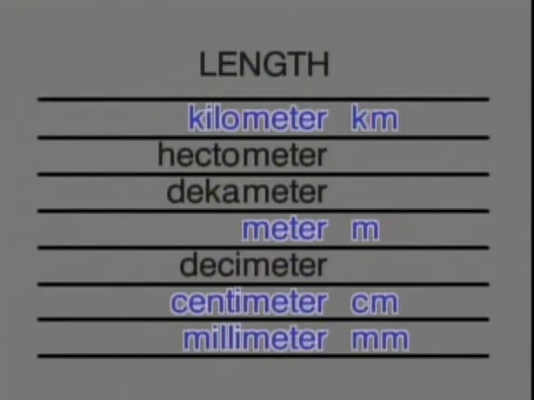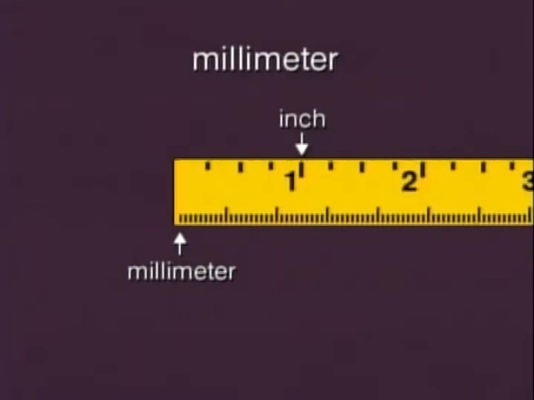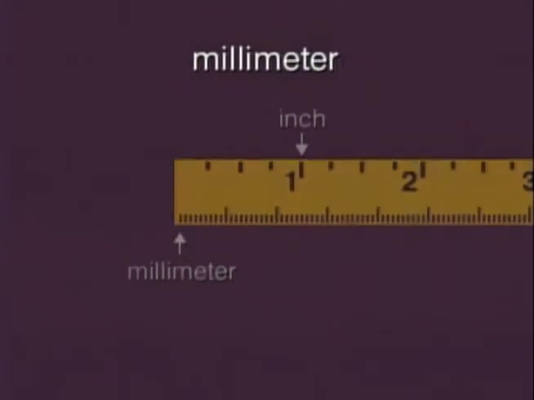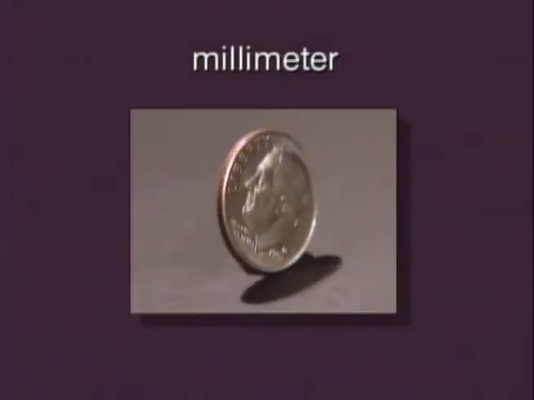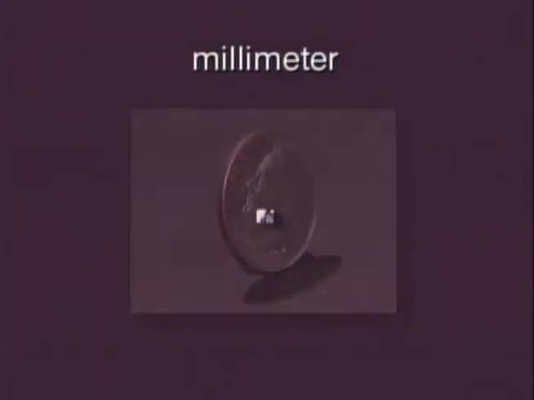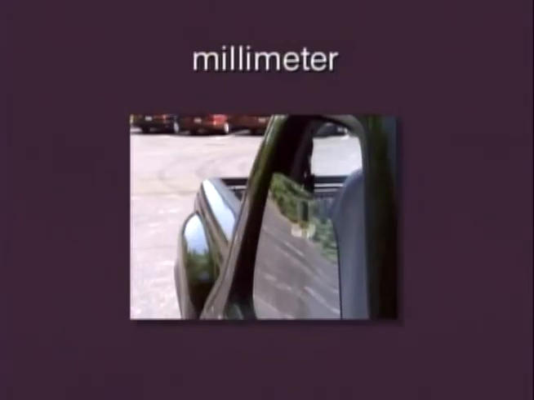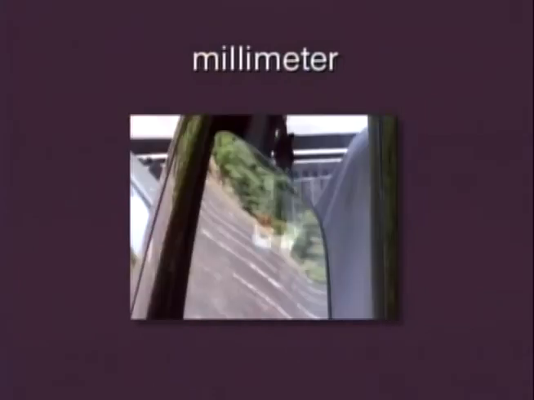Let's take a closer look at these units. You'll see that the lengths represented by the metric units are quite different from the inch, foot, or mile. The millimeter, for example, is the smallest commonly used metric unit. It's much smaller than an inch. A millimeter is about the thickness of a dime. We use the millimeter to measure very small lengths. For example, we'd measure the thickness of glass on a car window in millimeters. It's about 3 millimeters thick.